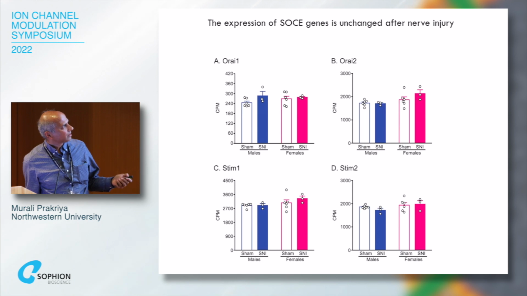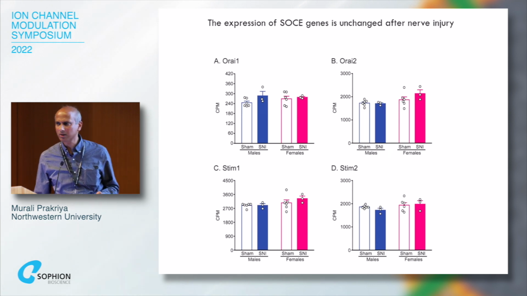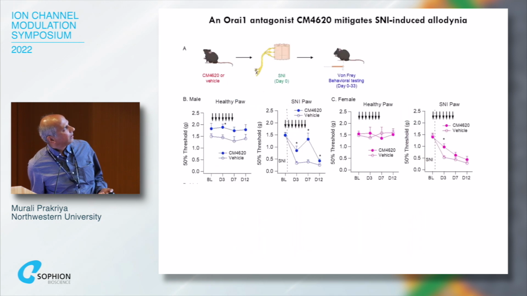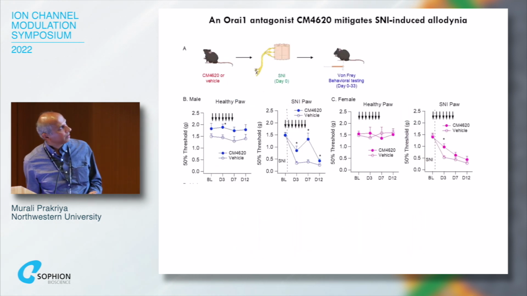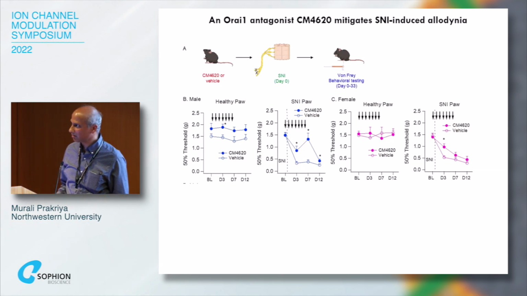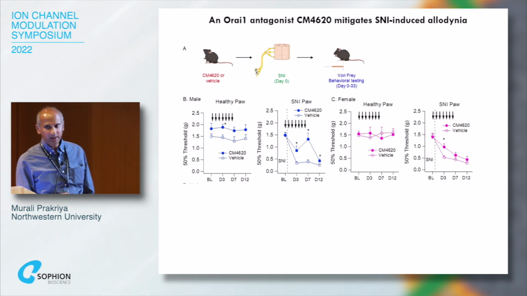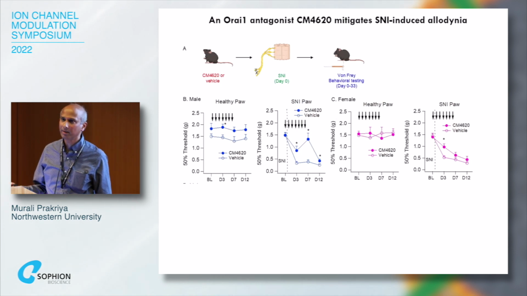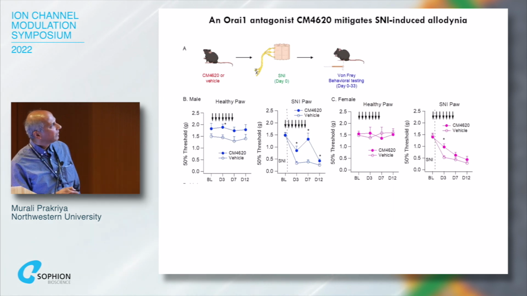This is just a slide showing that the expression of ORAI1 is not changing in response to SNI. And I'll just finish by saying that we also looked at this CM4620 compound to see whether a small molecule inhibitor that's currently in clinical trials would offer any mitigation of neuropathic pain.